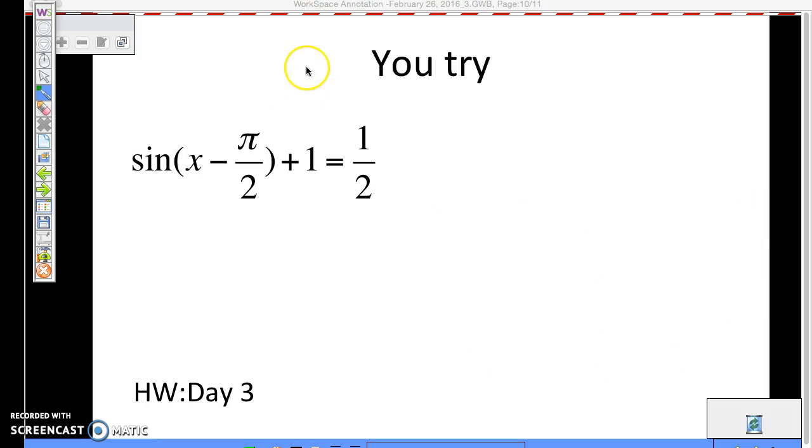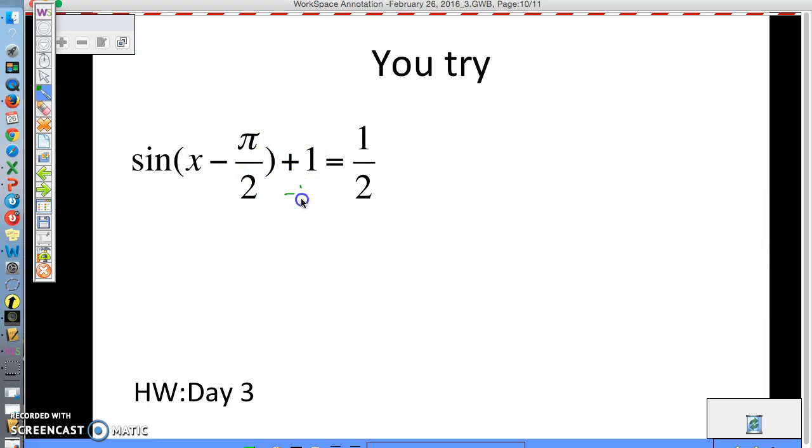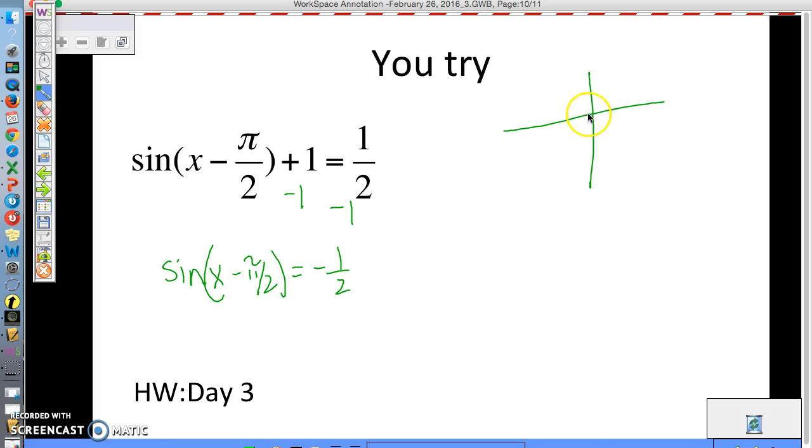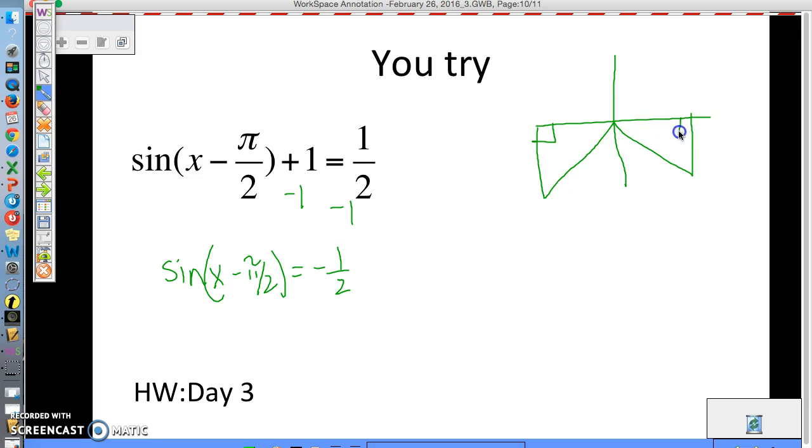And this last one here, notice it's in radians. So if we subtract 1, we have the sine of x minus pi over 2 equals negative half. So that is so crooked there. I totally apologize. All right, so there's our y. So we know that this is 30 and 30. So we got 330 and 210, but it's in radians.